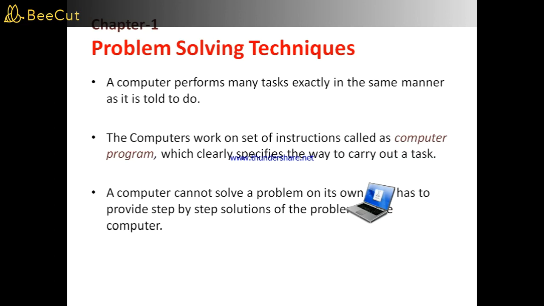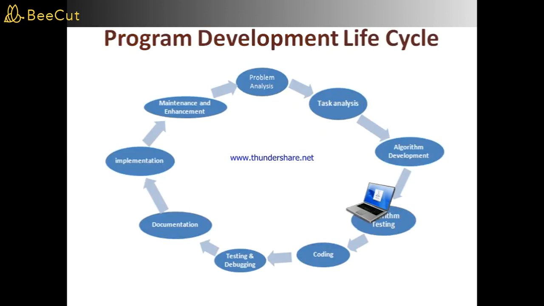So let me move on to the next slide. Here it shows the programming development life cycle. What we understood in the first slide is that the computer cannot do anything by itself, so it has to be instructed properly. Here we'll discuss how we can develop a program. We first must understand the programming development life cycle, which clearly shows how we can develop a program.